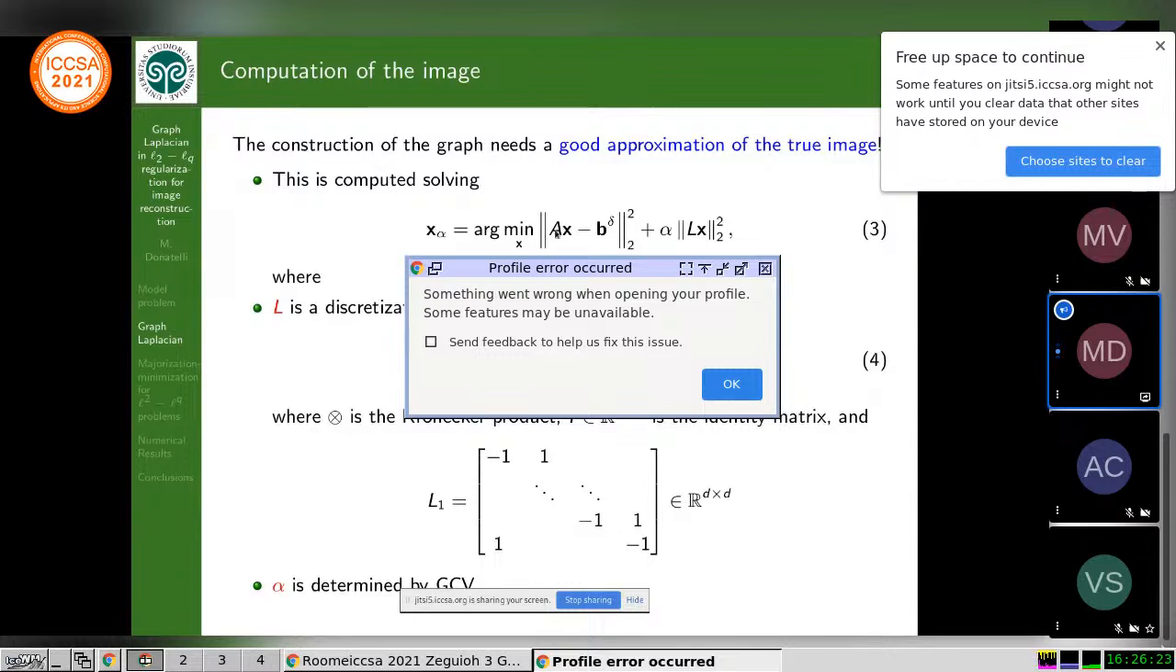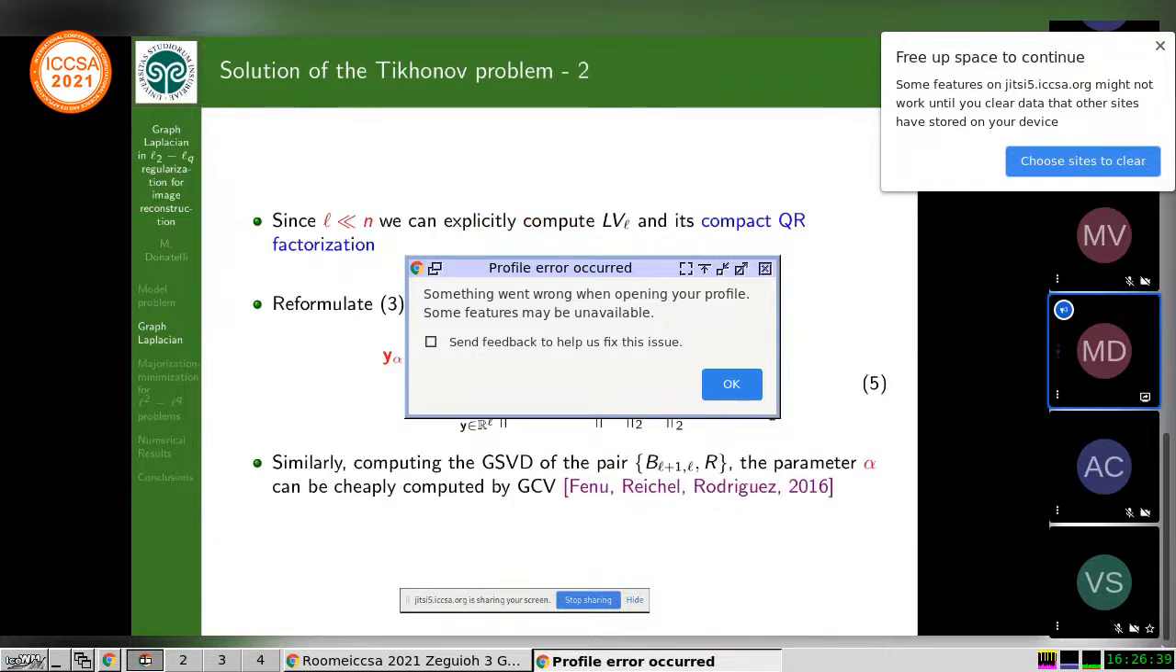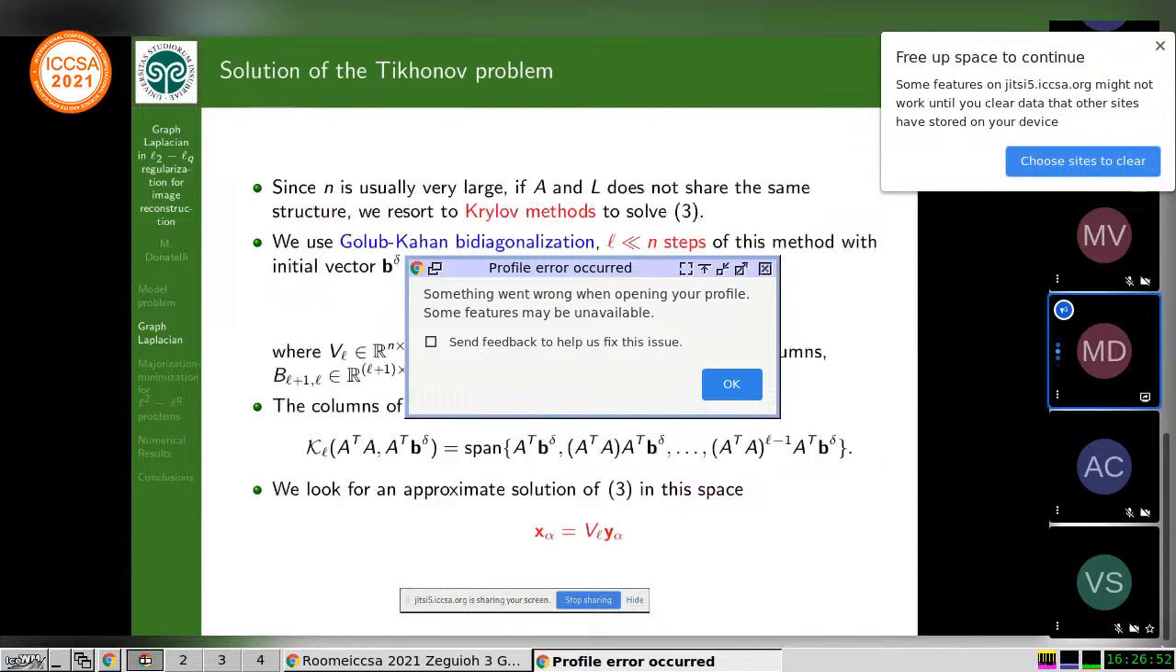In the general case, since maybe we have a computer tomography problem, we consider a Golub-Kahn bidiagonalization with a projection in a subspace, a Krylov subspace, with a classical strategy in this field, similar to what was discussed before by Lothar Reichel. We can compute the QR factorization of the matrix LV, where V spans the Krylov subspace, and we look at the coefficients of our image in the Krylov subspace spanned by V.